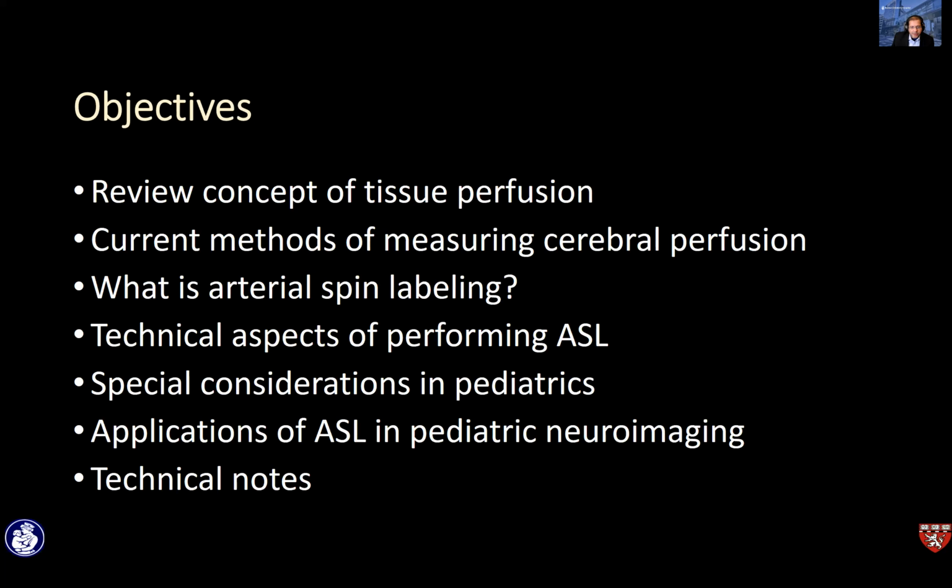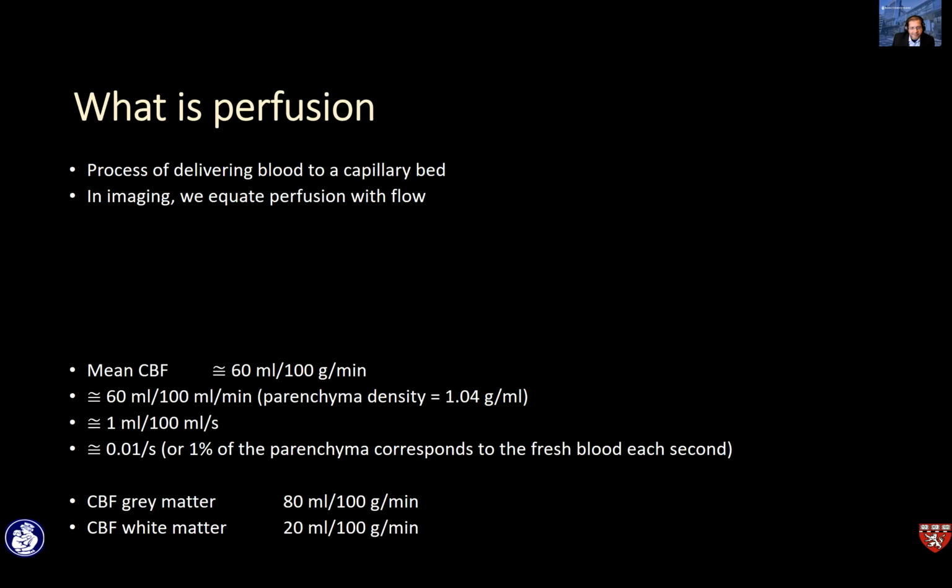The objectives of the talk are to quickly review the concept of tissue perfusion, take you through some current methods of measuring cerebral perfusion briefly, and specifically talk about arterial spin labeling and the different technical aspects of performing ASL, some special considerations in pediatrics and why it is such a nice technique to use in pediatric patients, and hopefully convince you with some examples of ASL and pediatric neuroimaging that this is a very useful technique in practice. And finally, give you some technical notes to improve your own acquisitions of ASL.